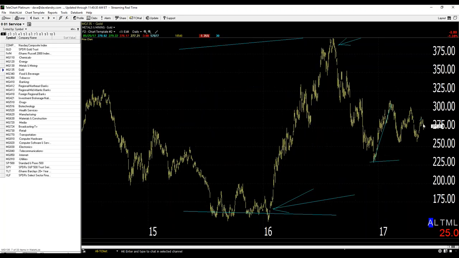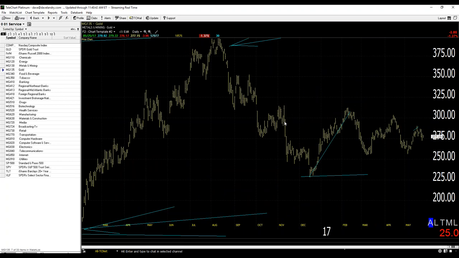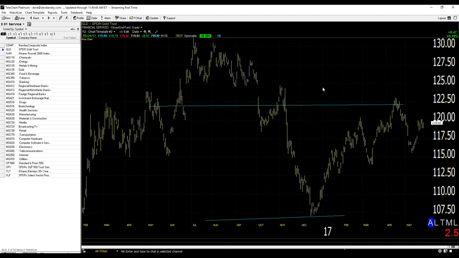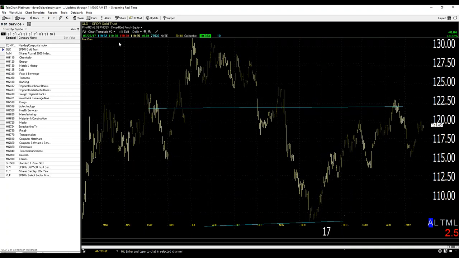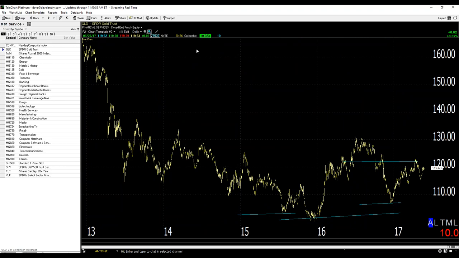For me to get excited about gold, I'd almost like to see it go down, or I would like to see it go down and hit new lows like we did in 2016, and then look to play it on the upside with transitional patterns. But right now, it's wide and loose and all over the place. Let's take a look at gold, the commodity, while we're here. And gold, the commodity, is wide and loose and all over the place. So I wouldn't get too excited about that right now.